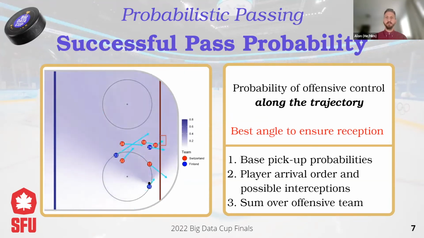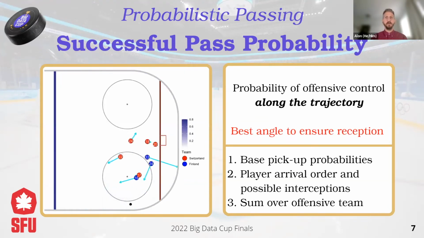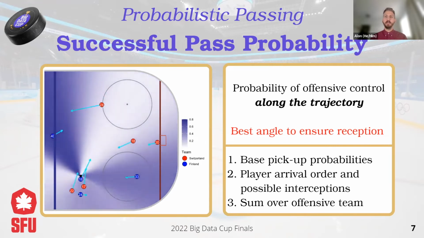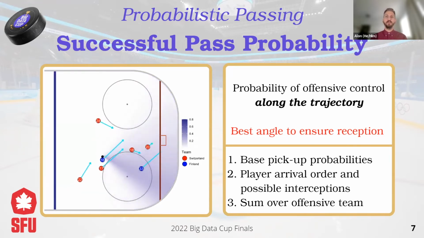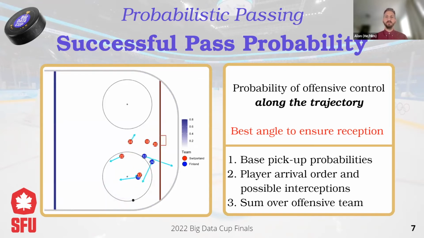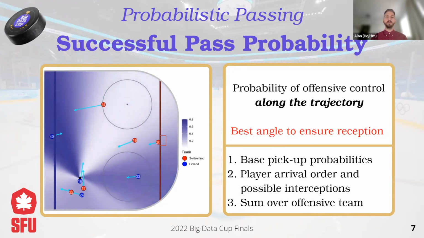Imagine you're the player with the puck and you want to get it to one of your teammates. When considering where to pass, you only really control the direction and the pace. Successful pass probability is our best estimate of how likely the offense is to maintain possession if a pass is made along any specific angle and speed. At each point along the path, we account for the order of arrival, giving the earliest players the first chance to get the puck. The next players can only control the puck if earlier ones could not.